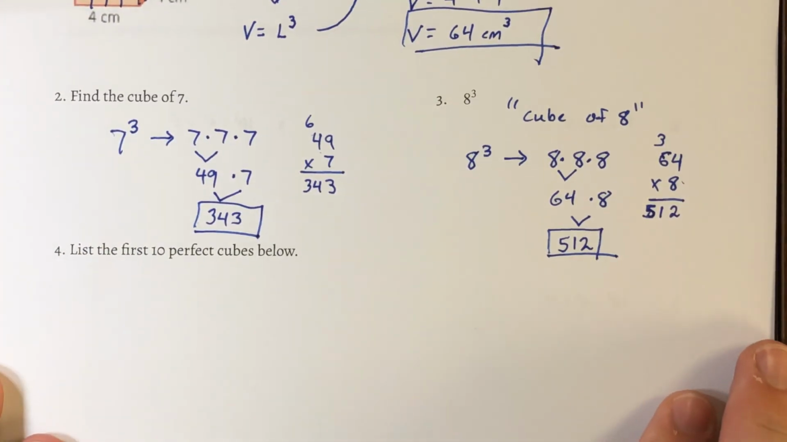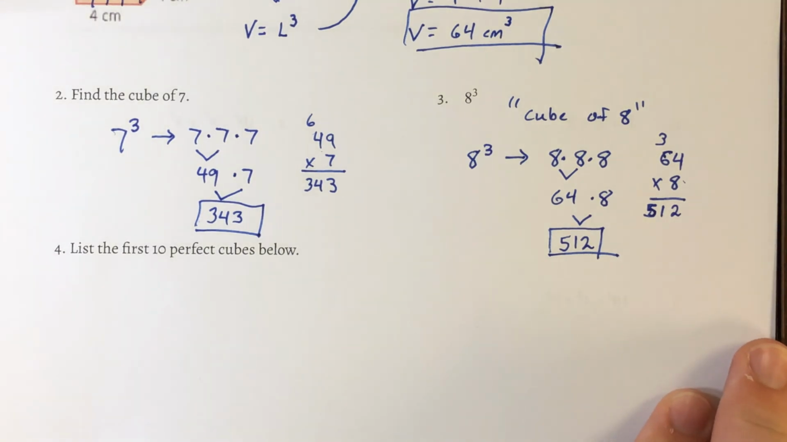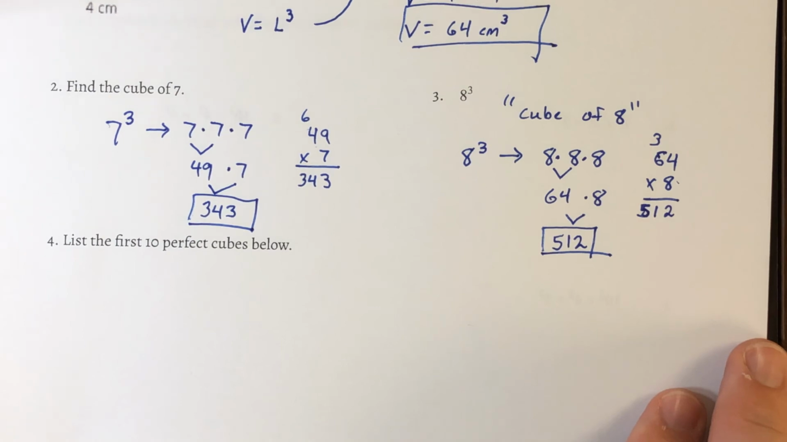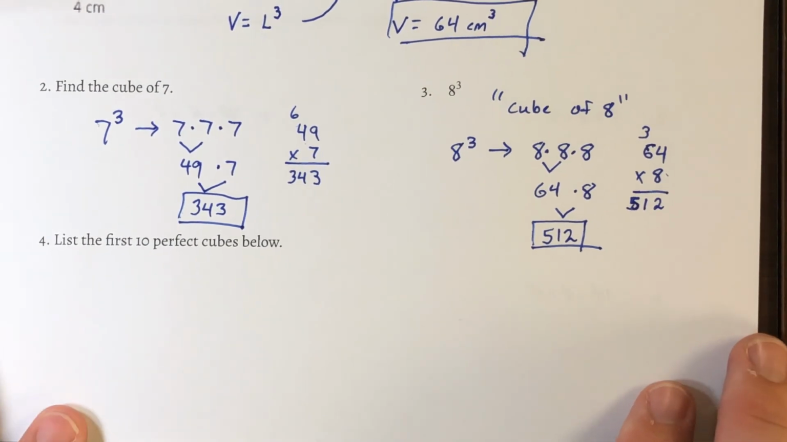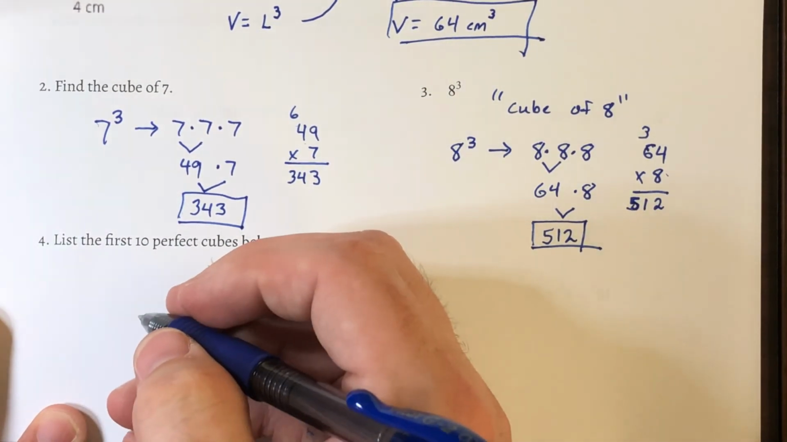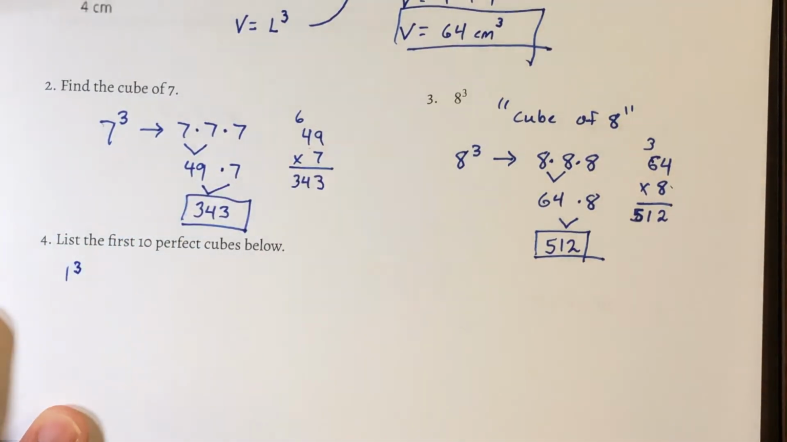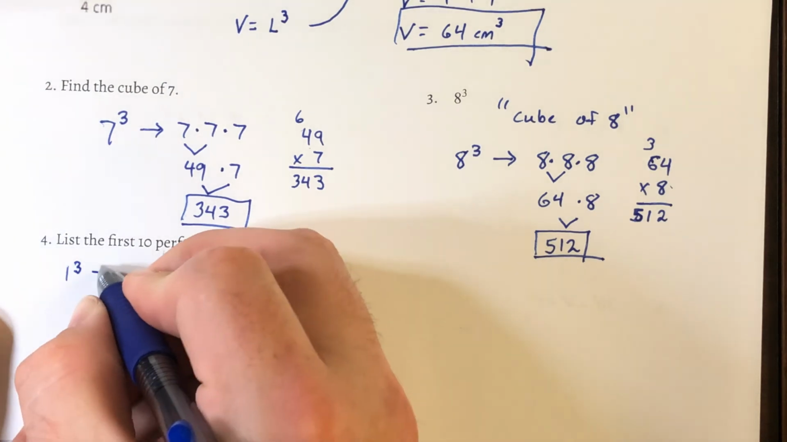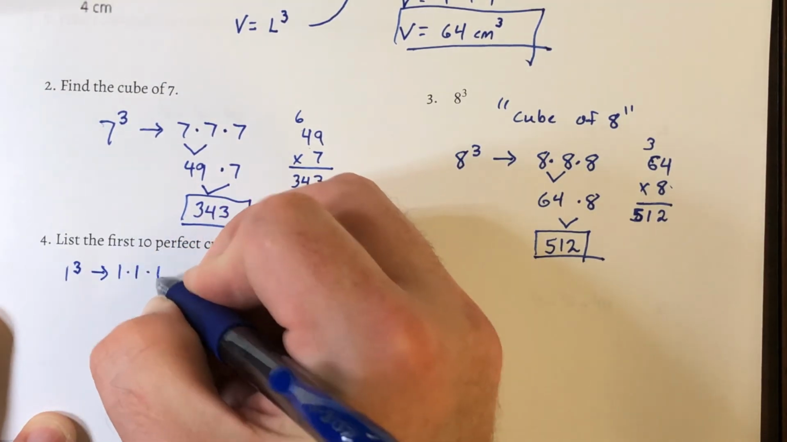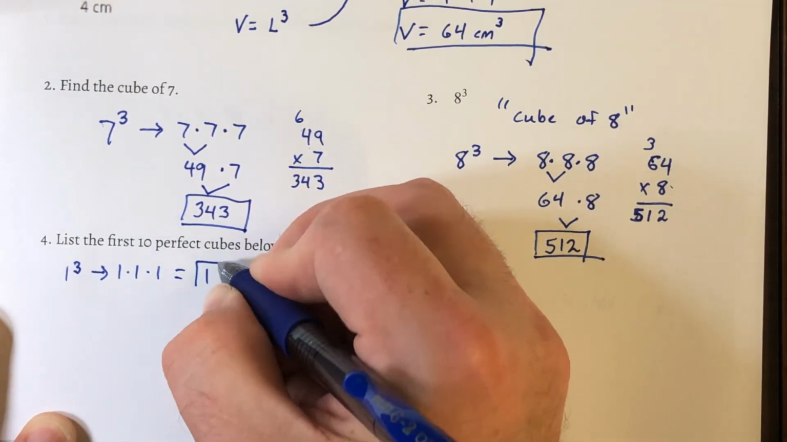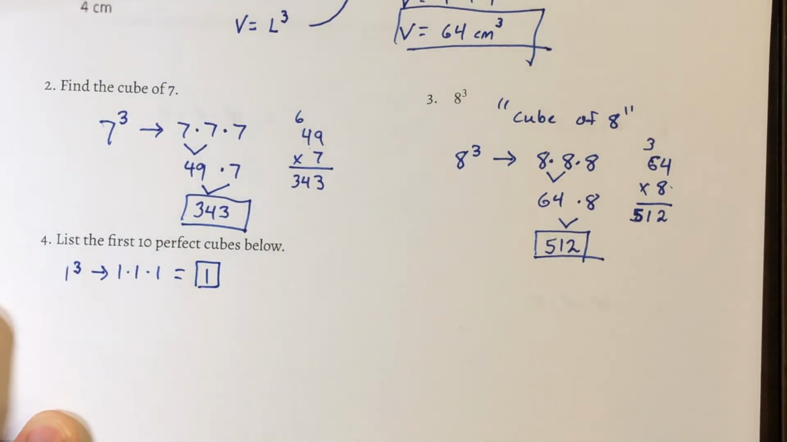All right, let's go over the first 10 perfect cubes. These are quick facts that you really should have memorized. It's going to make your life in math a lot easier if you have these memorized. They're a little bit harder than squares. So our first one comes from taking 1 to the power of 3, which means 1 times 1 times 1. That's 1. That's our first perfect cube.